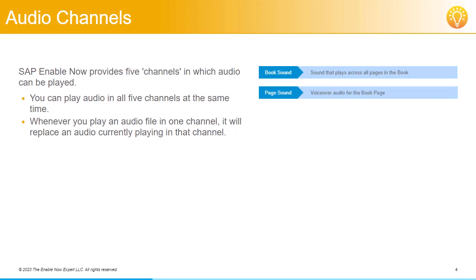Page sound is typically where you would play the narrative voiceover for the book page. The actual page sound audio is always played in this channel, although you can assign other audio objects to this channel as well. This audio that you're listening to at the moment is in the page sound channel.